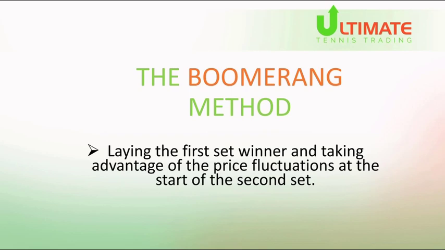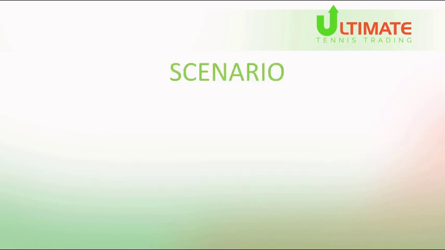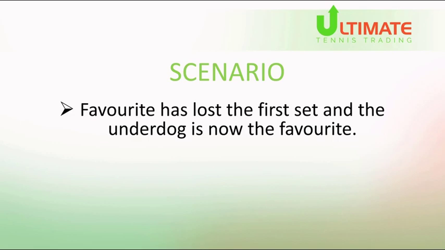But in this day and age, that's not sophisticated enough to get a long-term profit. And what we're going to be doing is taking advantage of the price fluctuations that can happen in the meantime. So you're going to see more of this in more detail as we move along. But as you probably guessed, the scenario we're looking for is that the favorite has lost the first set and the underdog is now the favorite.